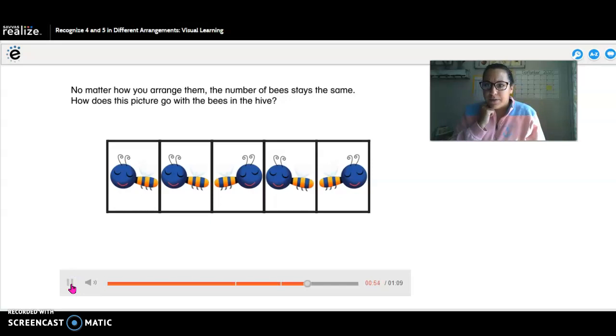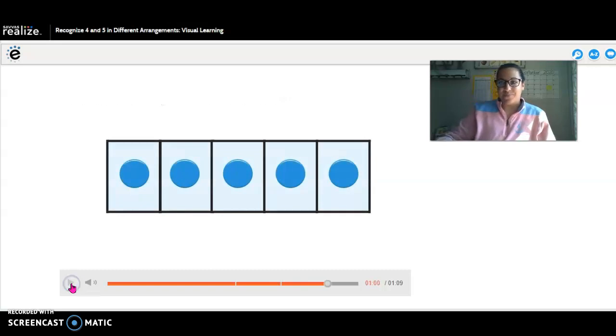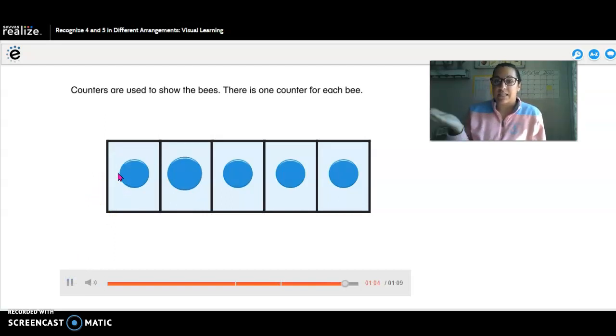How does this picture match the picture of the bees on the hive? They both show 5. Here, we can use counters to also represent the bees. There's one counter for each bee.